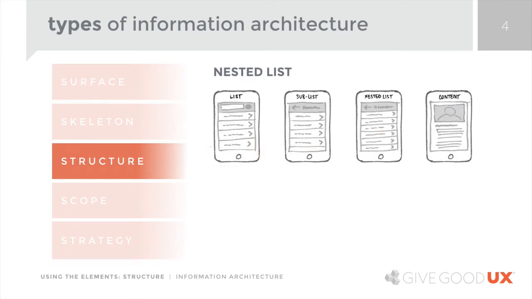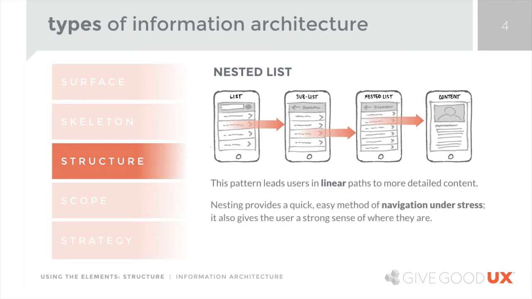A nested structure is a very linear progression where we go from a very high level to a more detailed level, to an even more detailed level, to an even more detailed level. Okay, and we have the ability to go back to the previous section. This is a very linear way to move to more detailed content. Nesting provides a very quick, very easy method of navigating under stress. Any interactive experience carries with it a certain degree of stress. And I don't mean the bad kind of stress where you're freaked out and under pressure and nervous and frustrated and agitated. That's not what I mean.